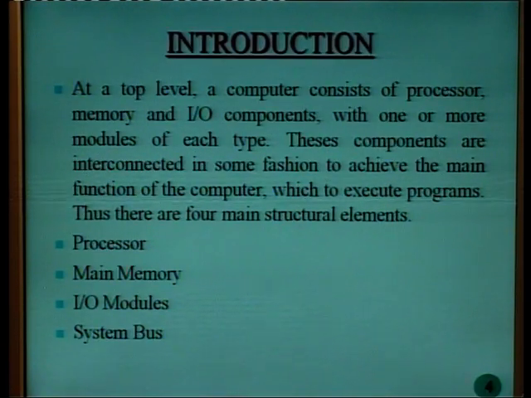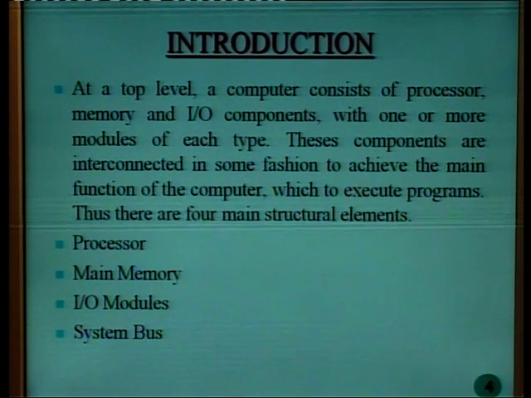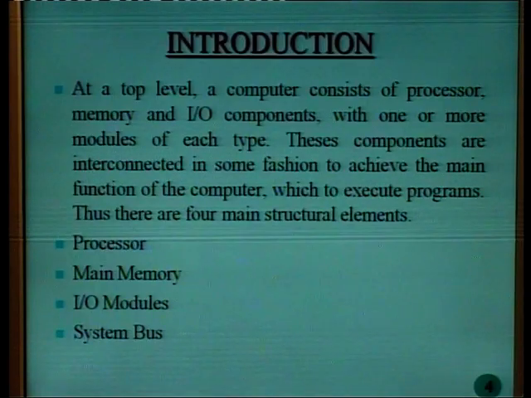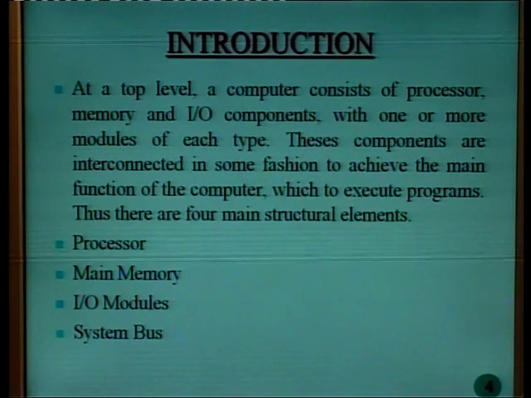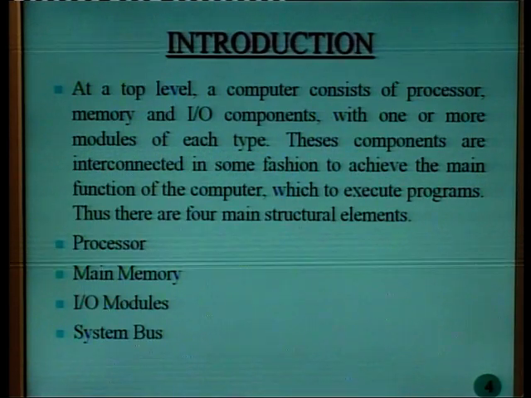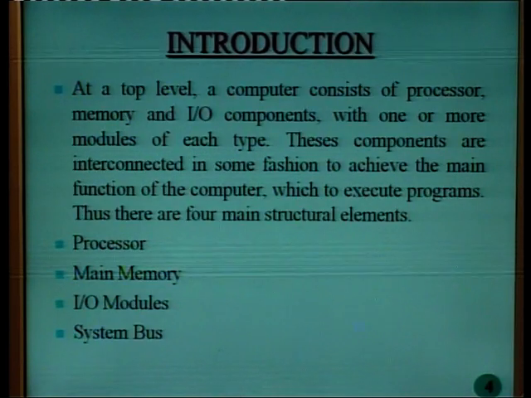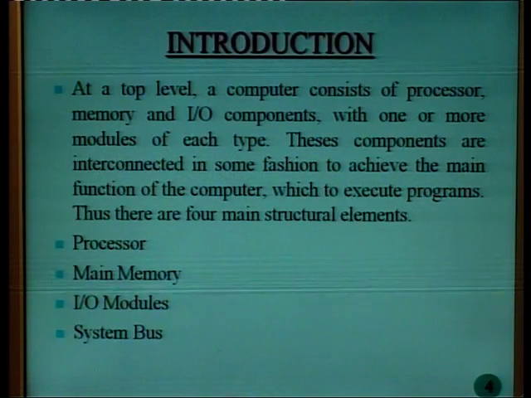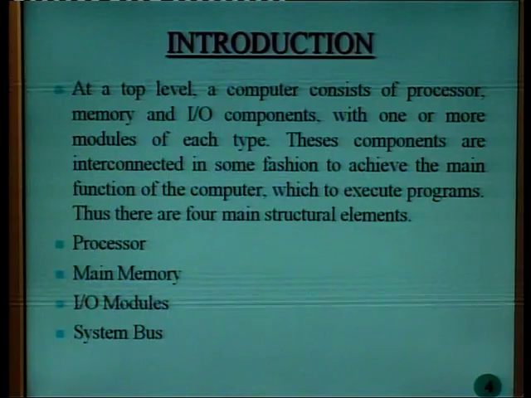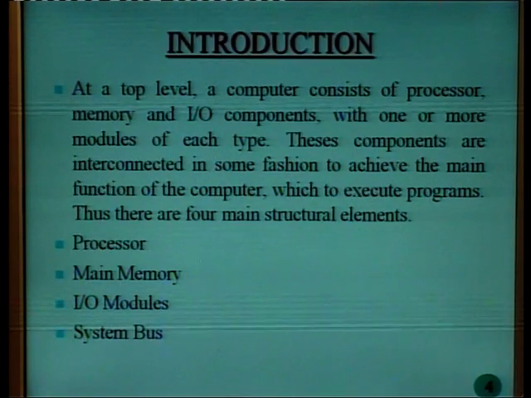At a top level, a computer consists of processors, memories and I/O components. The processor performs processing, the memory is where we can store instructions or data, and the input output components interact with the outside world, with one or more modules of each type. These components are interconnected in such a fashion as to achieve the main function of the computer system, which is to execute programs.